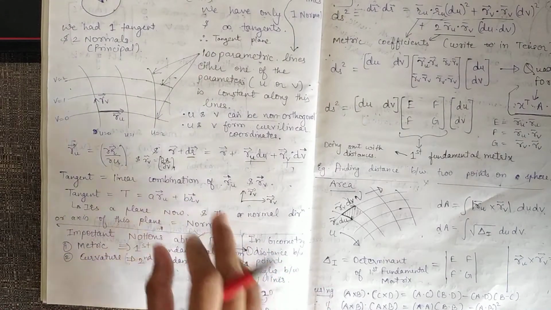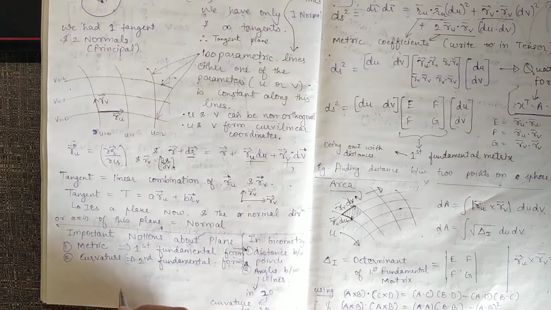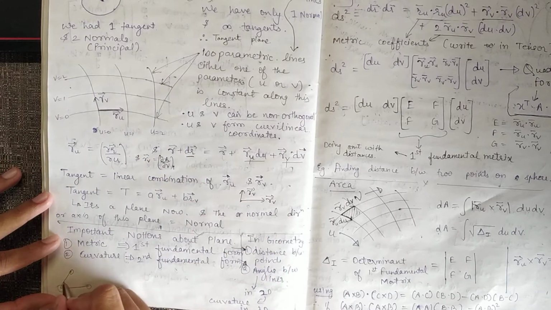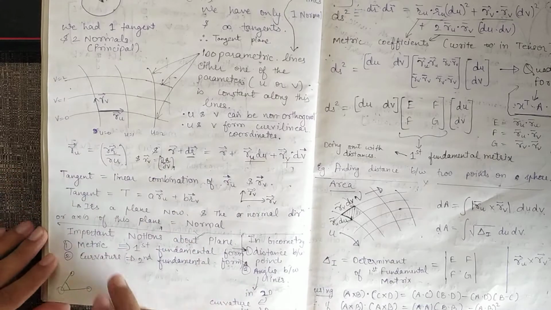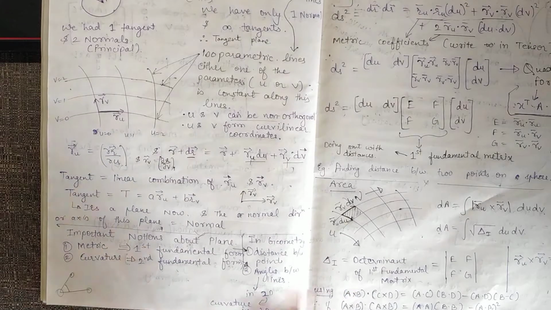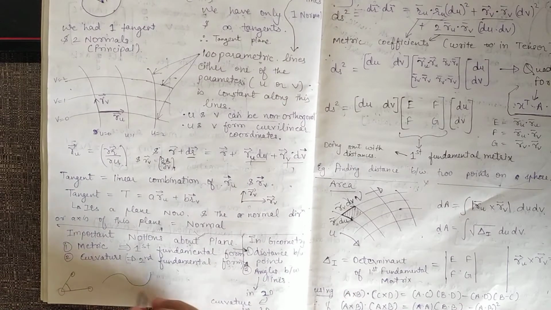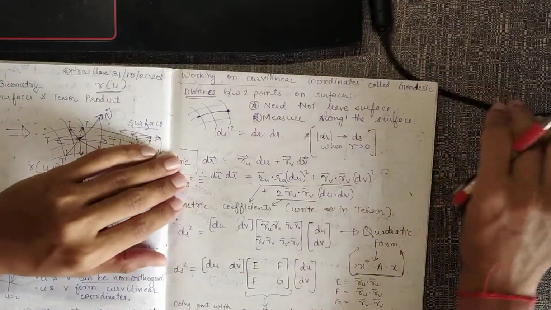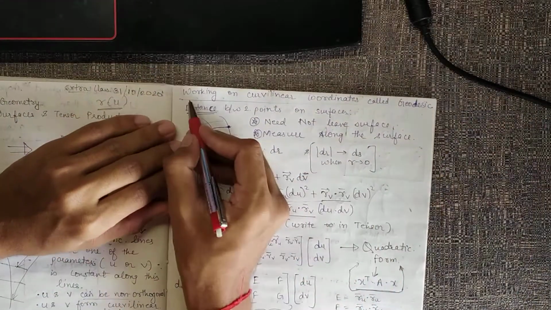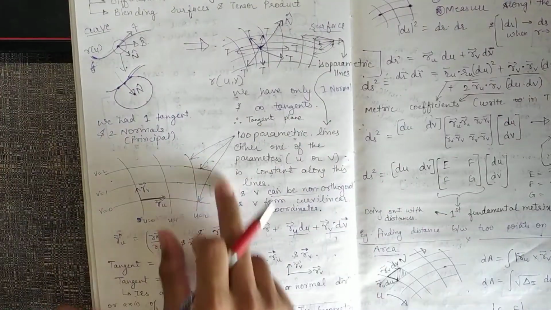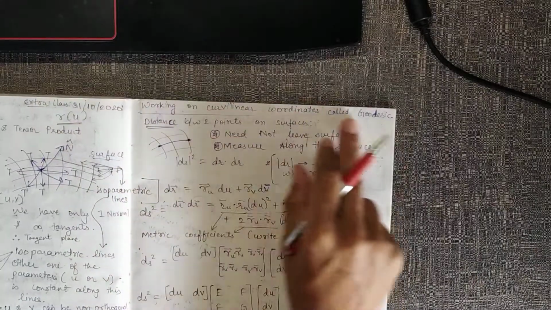For 2D we simply call them angles. In 2D we have some lines and we can call this an angle, but for 3D we have a higher level of complexity, and that is called curvature. Working on curvilinear coordinates, this makes a curvilinear coordinate system, and that is called geodesic.